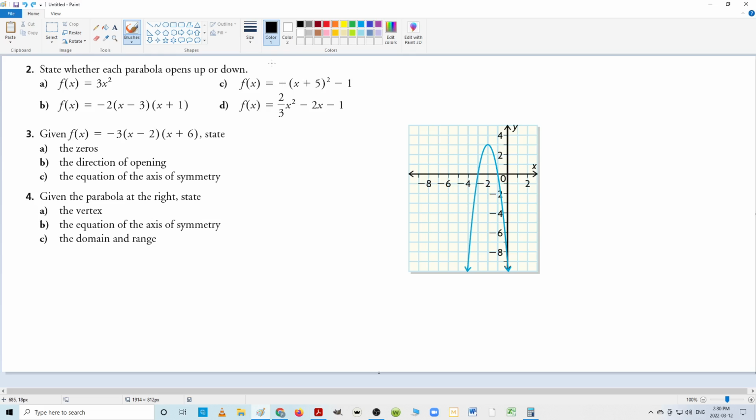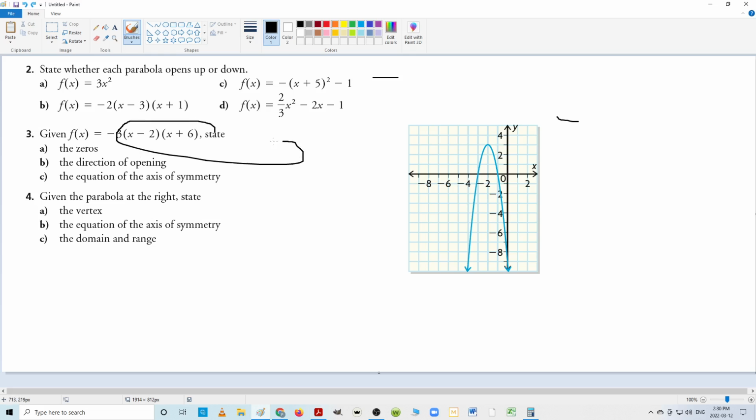And that has a negative in front, so it faces downwards, and the vertex here is minus 5, comma minus 1. And this has a positive in front and no other trickery, so it's facing upwards, and 0, comma minus 1 is the y-intercept.